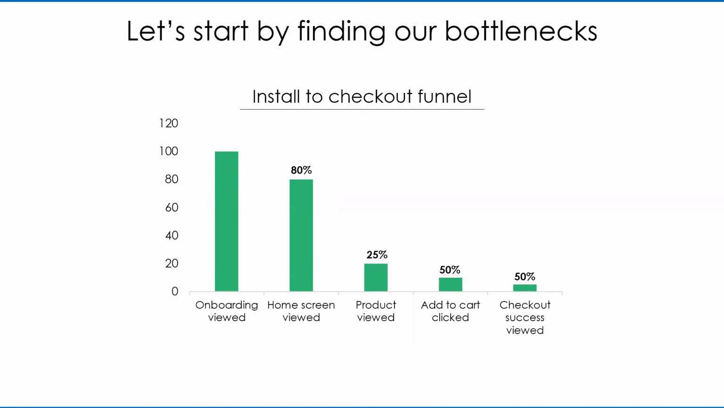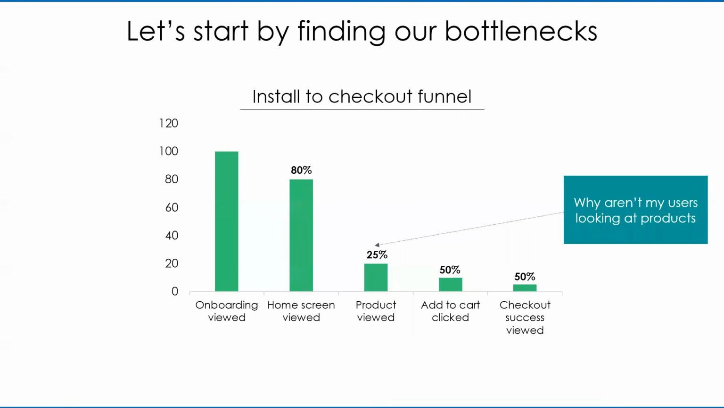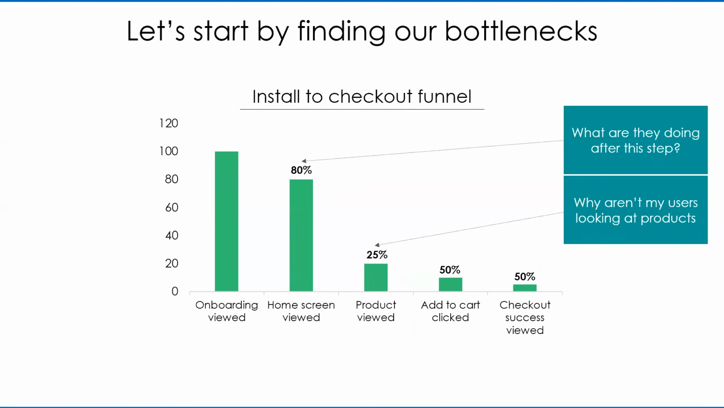So as you can see, you've got 80% of people who view your onboarding screen accessing the home screen. And from those, 25% are viewing products. From those, 50% are adding an item to a cart. And from those, 50% are finishing the checkout process. So what we can see here is that you've got a big drop off between viewing the home screen and viewing products. So we might want to find out what's happening when they get to the home screen. Why aren't they getting to a product?